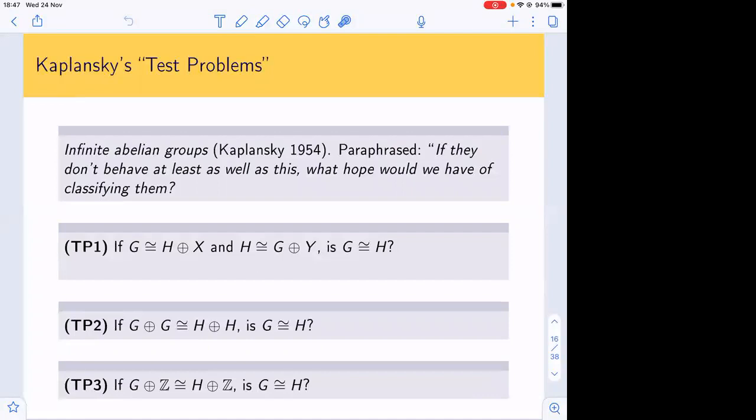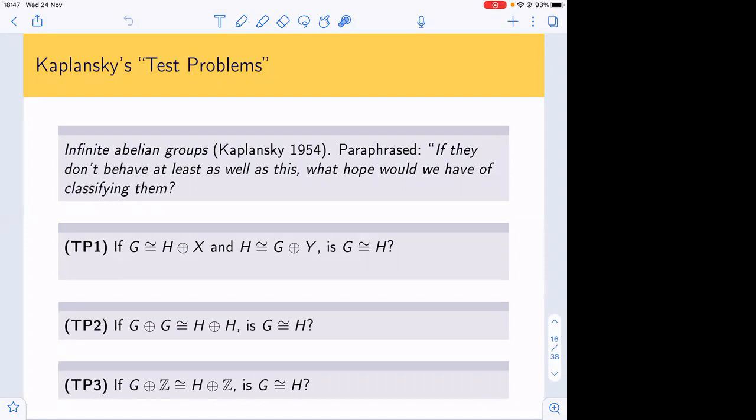And the third test problem: let's suppose you have two groups where G direct sum Z, so Z is just the infinite cyclic group, the group of integers. Suppose that G plus Z is isomorphic to H plus Z. Does that necessarily mean that G must be isomorphic to H?